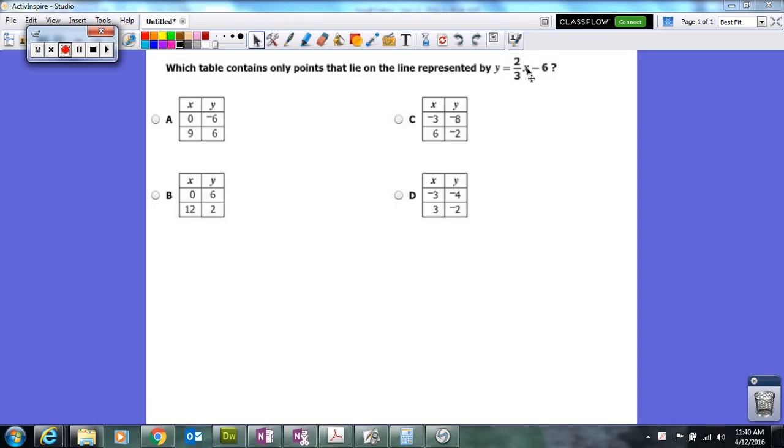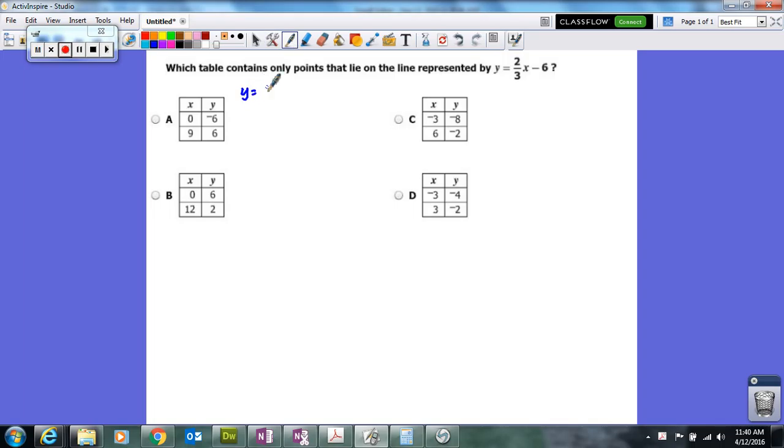So our job is to use this linear equation and determine which of these tables has ordered pairs that actually lie on this line. To do that, we're going to take the ordered pairs and replace the x and the y in the equation and hope that the left side equals what's on the right side. And if that is the case, then we've found the correct ordered pairs and the correct answer. So let's begin with answer A, and let's write down our equation.